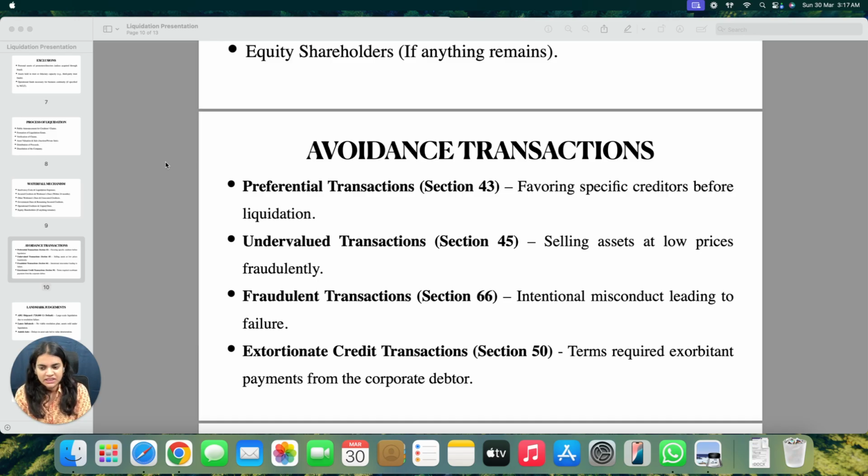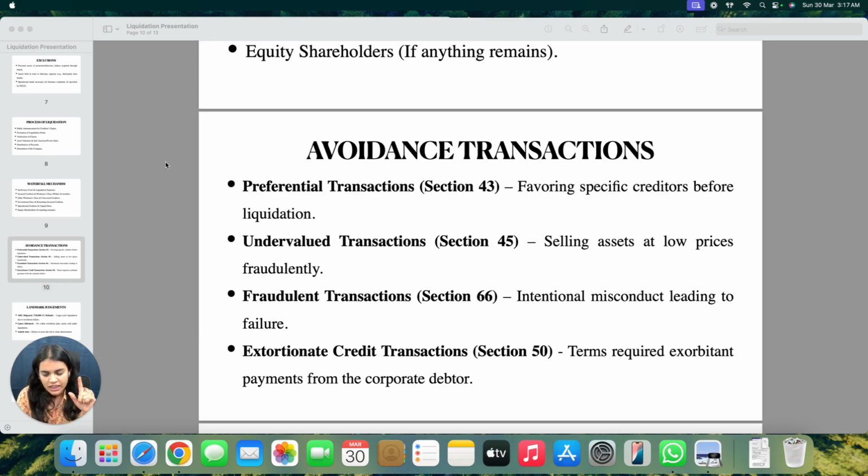Once an application for such transactions is filed by the liquidator or the resolution professional, the treatment is handled after the realizations, if any, come out of such transactions. Avoidance transactions are also called PUFE transactions, PUFE.